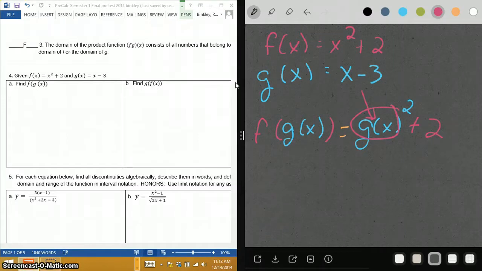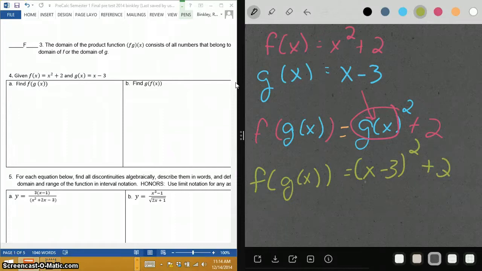So in the end, my f of g of x is going to be, in parentheses, x minus 3 squared plus 2. This x minus 3 goes into f of x where before it was just x. The squared stays there, and then everything else stays the same.